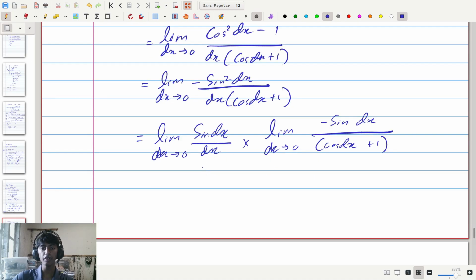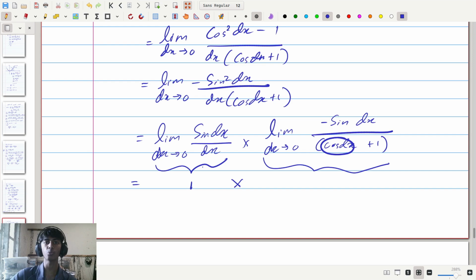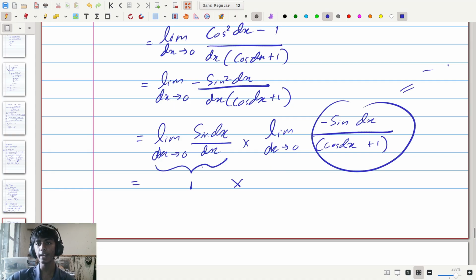Now then, the first limit here we know very well, we proved it in the last video about limits. This is equal to 1 multiplied by the second limit. The second limit here on the bottom has the cosine of dx as dx approaches 0, which is the cosine of 0, which is 1, plus 1. So over here we have 2. On top we have the sine of dx as dx approaches 0, which is the sine of 0, which is 0. So this part is going to be equal to negative 0 over 2, which is equal to 0. So this second limit is equal to 0.